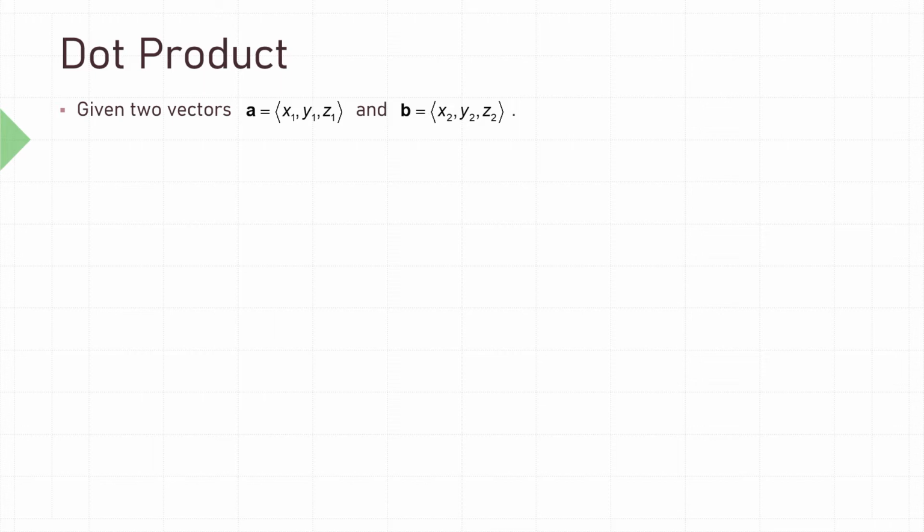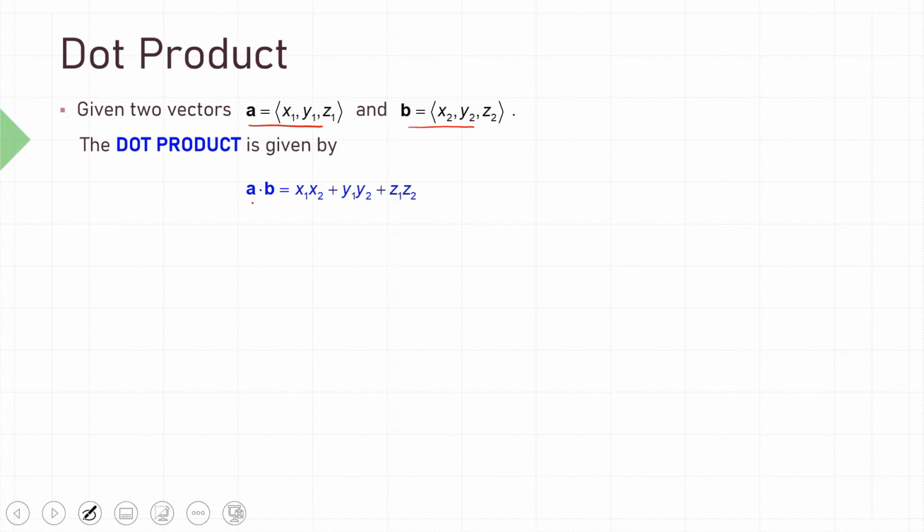Suppose we have two vectors A and B here. If we want to find the dot product between these two vectors, then we just need to multiply, right? A dot B will be x1 multiplied with x2 plus y1 multiplied with y2 plus z1 multiplied with z2. So this is the dot product for these two vectors.